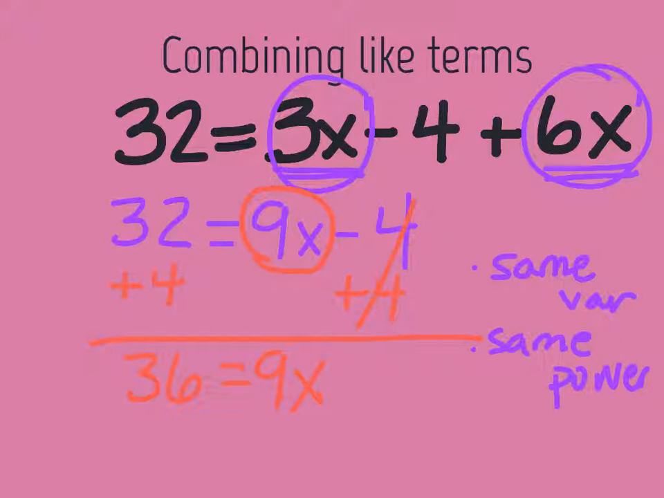9 times some number is 36. That number is 4. But if you didn't know that off the top of your head, or if it was ending up to be a fractional number, you can always divide each side by 9. 36 divided by 9 is 4. And there's your solution. But we made it easier by combining like terms.